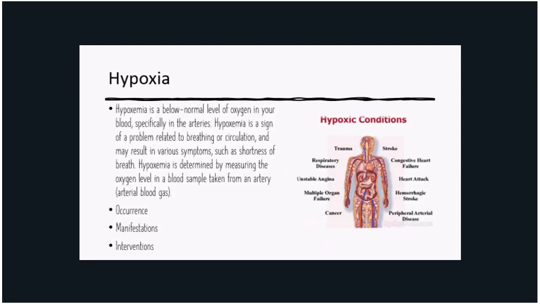How it manifests itself in the patient: by confusion, they may have increased blood pressure and increased pulse, as well as tachypnea. So what will we do? How will we intervene to prevent this from happening to our patients? We will monitor their vital signs, administer oxygen therapy as ordered by the physician, and we will resolve the underlying problem, whatever it may be.